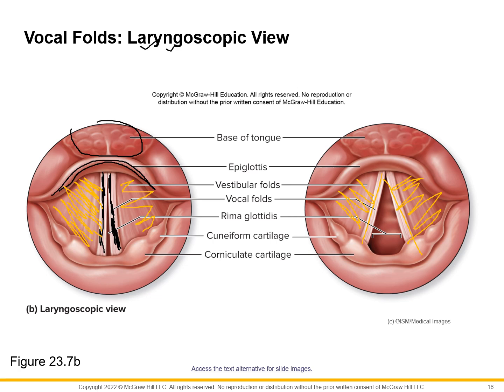You're also seeing your other two cartilages. You're not seeing the arytenoid. You are seeing the corniculate cartilages right here, followed by the tiniest of cartilages, which is the cuneiform cartilages.